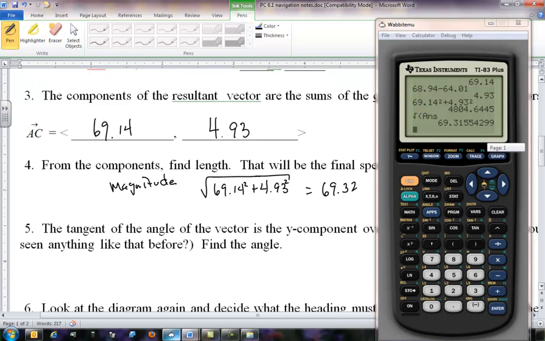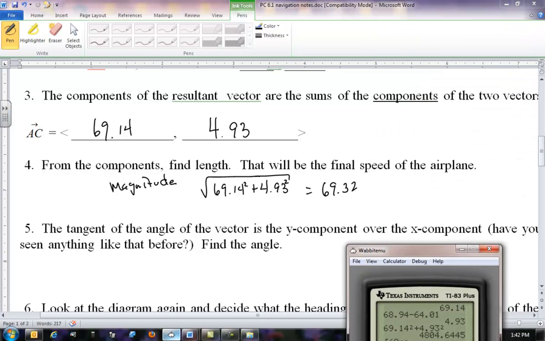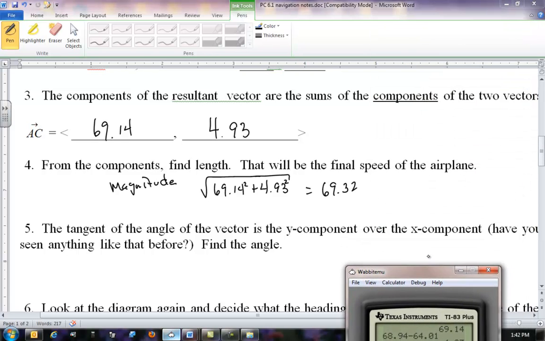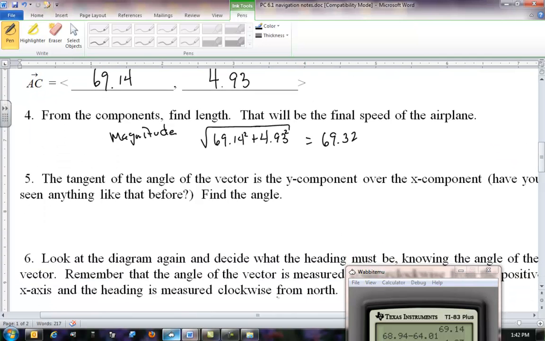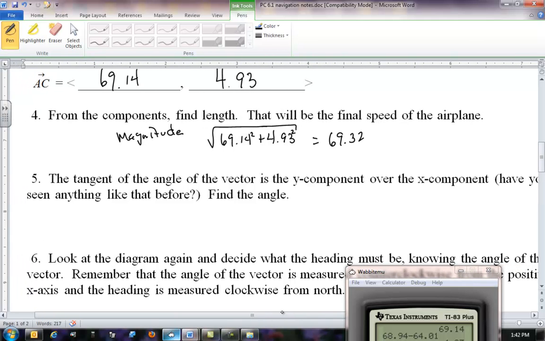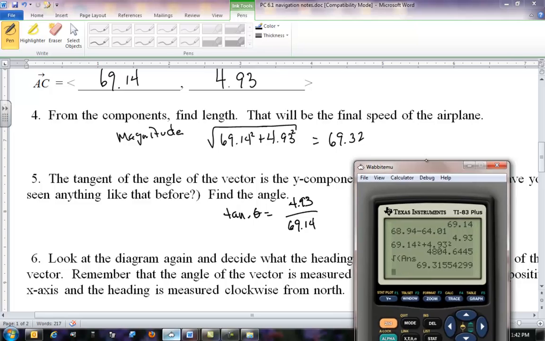The tangent of the angle of the vector is the y component over the x component. Find the angle. Alright, so it says the tangent of the angle is the y component, 4.93, over the x component, 69.14. Kind of like the slope, kind of like the trig. Find the angle.